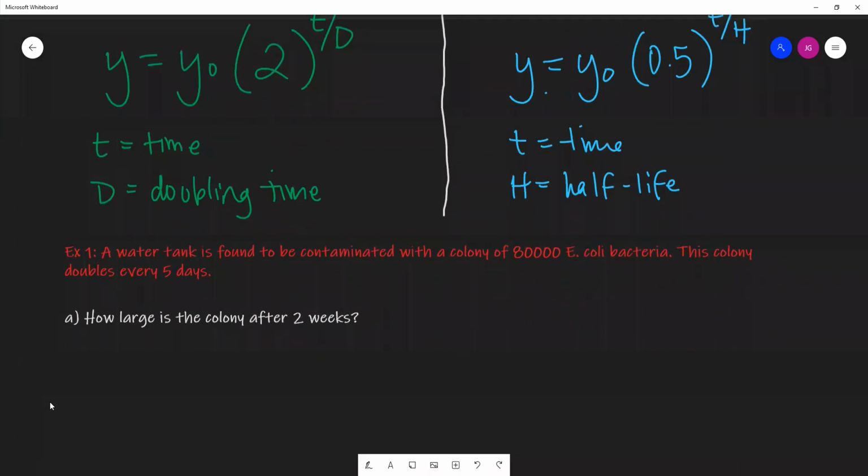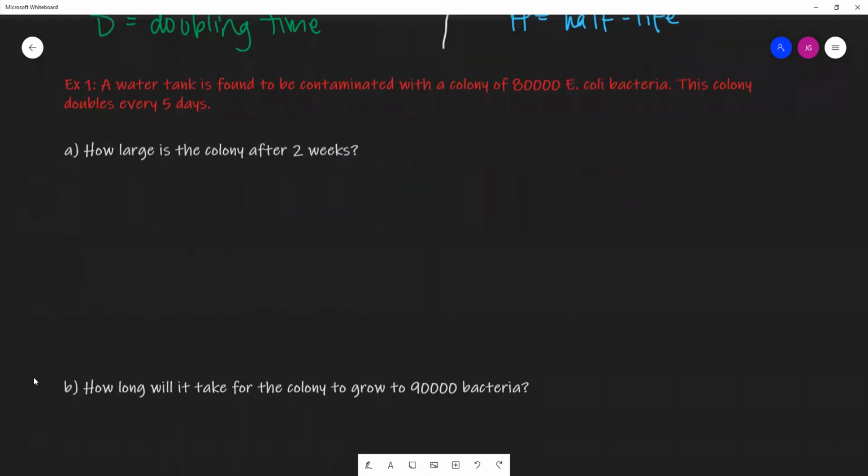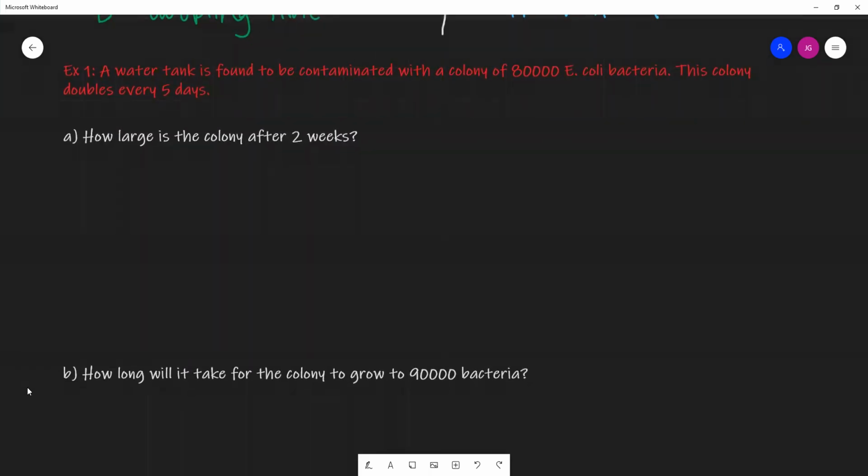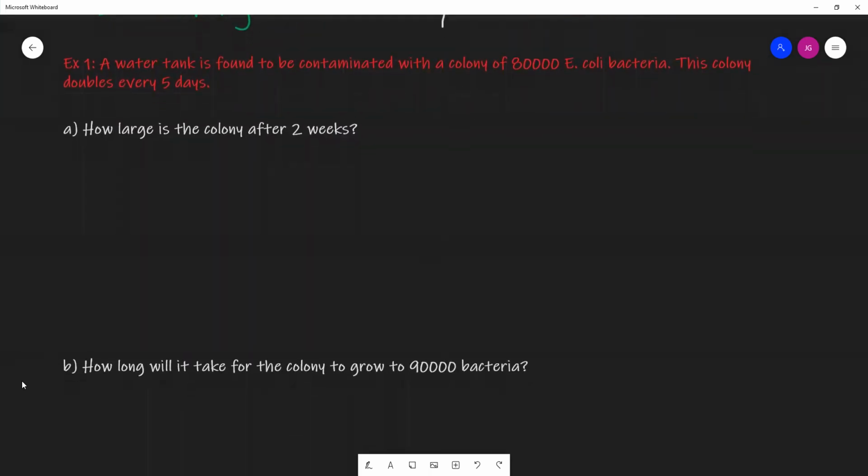Our first one is: a water tank is found to be contaminated with a colony of 80,000 E. coli bacteria. This colony doubles every 5 days. Okay, so how large is the colony after 2 weeks? Let's start there. And actually, before we start there, let's start by writing out our equation, okay? We're doubling every 5 days, so this automatically tells us that we're working with the doubling time model, okay?